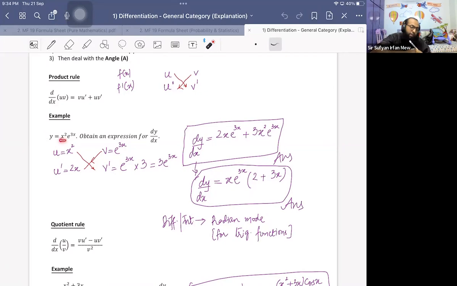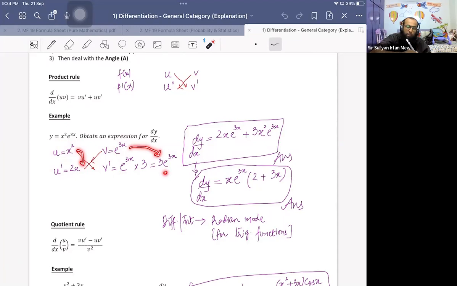So if it's x squared times e power 3x, then the first function can be u, which is x squared, and the second function, e power 3x, can be v. Then if we differentiate u, we get u prime. So differentiation of x squared is 2x. And if we differentiate v, we get v prime. The differentiation of e power 3x is e power 3x multiplied by 3, which gives us 3e power 3x. So x squared becomes 2x, e power 3x becomes 3e power 3x.